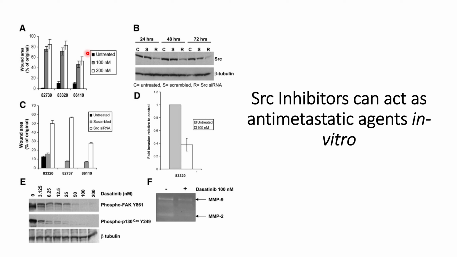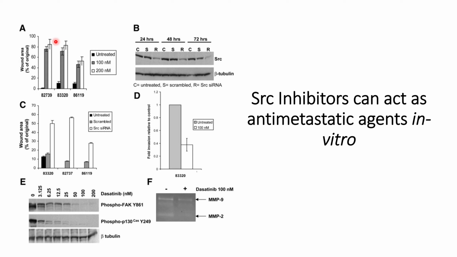Here they kept the cells in three conditions. First one is the untreated, next is 100 nanomolar of dasatinib, and the last one is 200 nanomolar dasatinib. What they found is that the percentage of wound completely recovered, or you can say the highest migration, is in the untreated one, and with the 100 nanomolar they see around 80% of the wound area, indicating greater suppression of migrations.